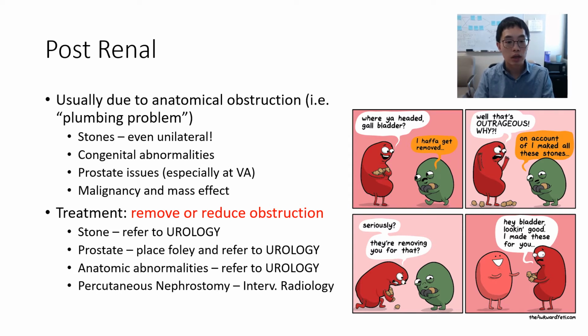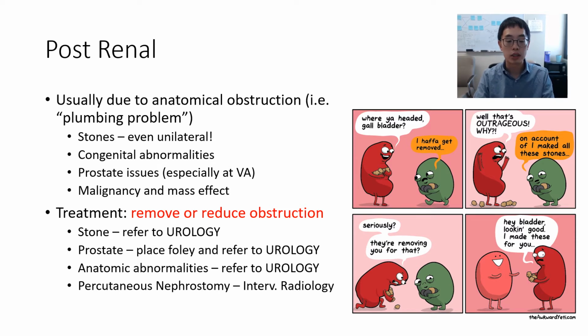You can also have congenital abnormalities, especially seen in children or young adults, and prostate issues, especially here at the VA where I work. We have a lot of old veterans who have prostate issues because our patients are 96% male. Malignancy and mass defects cause a lot of anatomical obstruction as well. And the treatment for these is to try to remove or reduce whatever obstruction is causing that injury. So if you have a stone, you want to try to remove it as quickly as possible, refer them to urology.